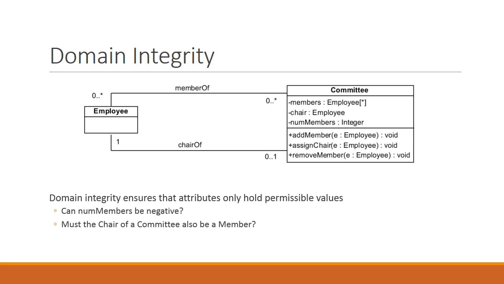Well, one way is to make use of something known as a constraint, which looks something like this. It's a dotted arrow from one association to another with a property that is placed inside braces. So this constraint says that the chair of a committee must be a subset of the member of a committee. So only employees that are members of the committee can be the chair.